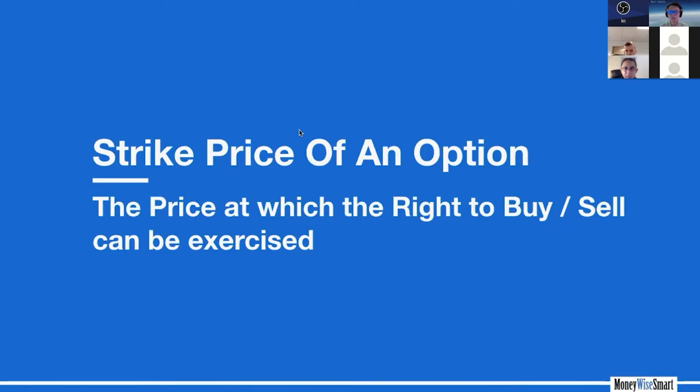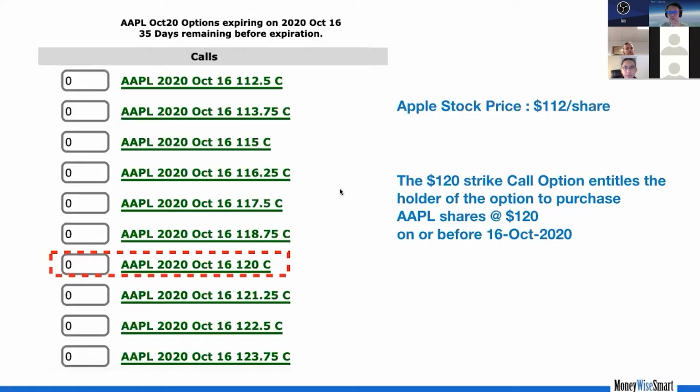Every option comes with a strike price. Strike price is the price at which the right to buy or sell can be exercised. So for example, let's say Apple's stock price is $112 per share. This is an old screenshot, but the concept doesn't change, so I haven't changed the screenshot. This option, which is highlighted, has an expiry date of 16th October 2020, which is 35 days from the date of this screenshot, and the strike price is 120.